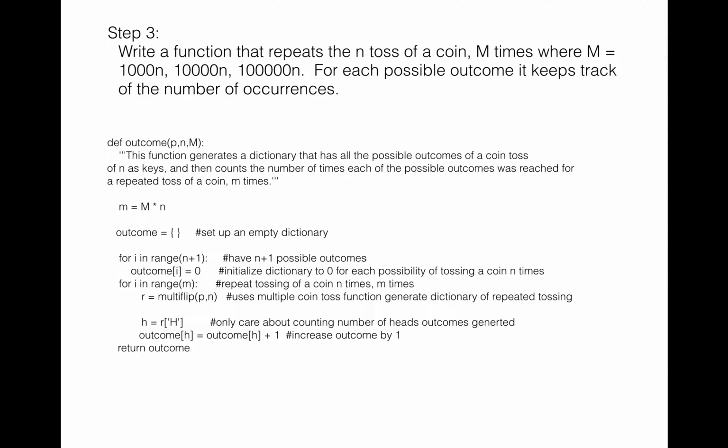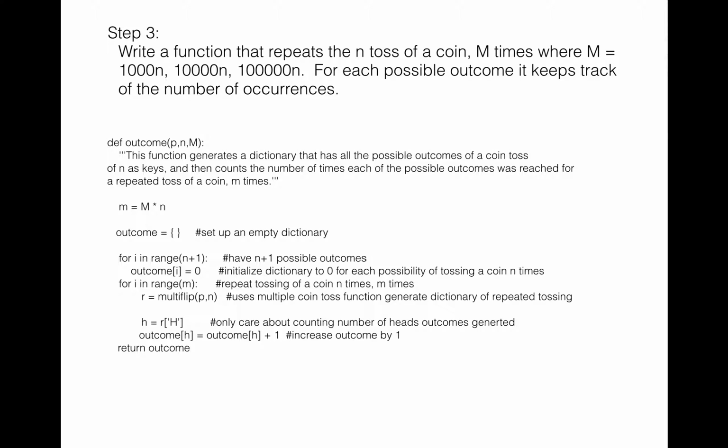And then you see below that h equals r of heads. I do that because I really only care about heads. I'm keeping track of how many heads I get out of all these possibilities. So I look up the value of heads in that multi-flip dictionary, and then I increase the outcome of that value in the outcome dictionary by 1.